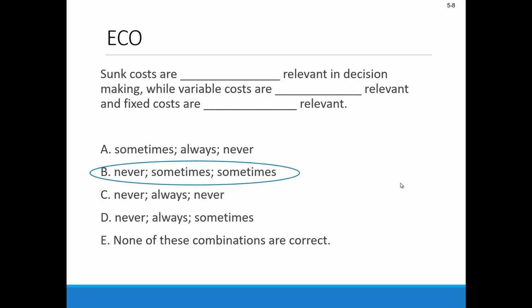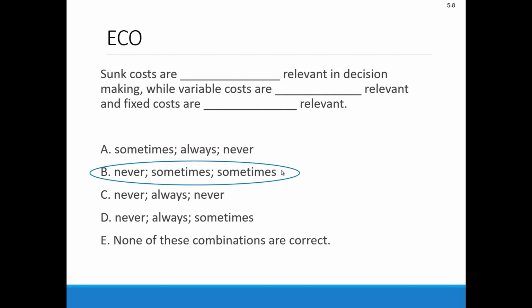So the best answer there is B. Sunk costs are never relevant in decision making. Variable costs are sometimes relevant. Fixed costs are sometimes relevant. The point we want to make there with variable costs and fixed costs is we can't make a blanket statement about any relation between cost behavior, meaning variable, fixed, and mixed, and this idea of relevance.